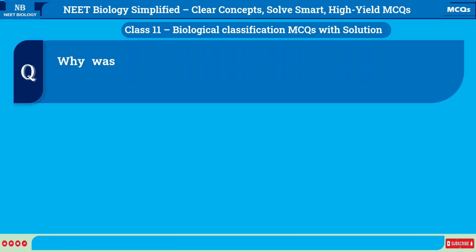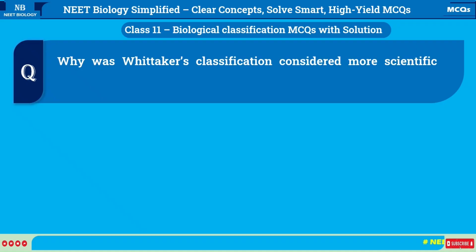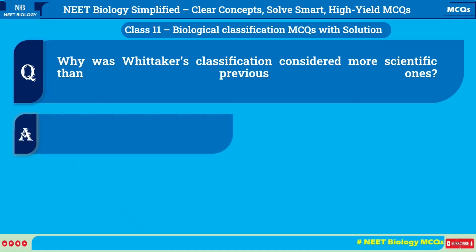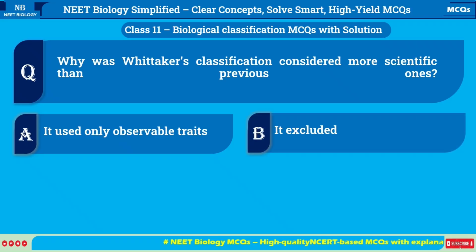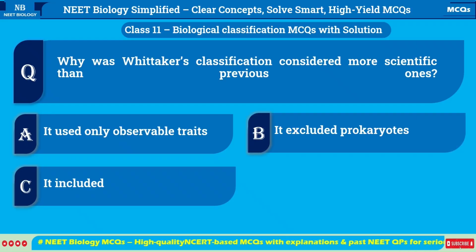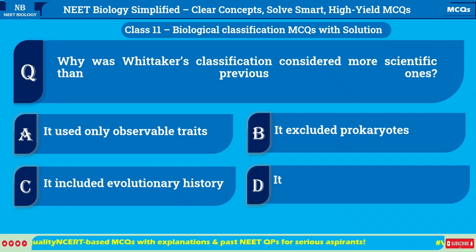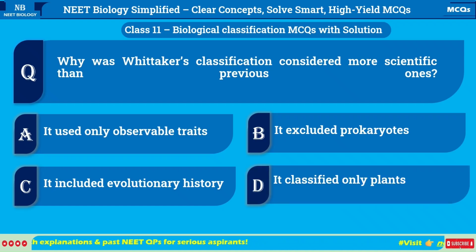Why was Whittaker's classification considered more scientific than previous ones? A, it used only observable traits. B, it excluded prokaryotes. C, it included evolutionary history. D, it classified only plants and animals.